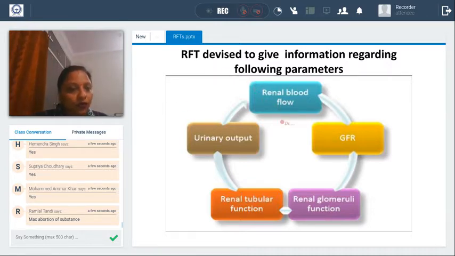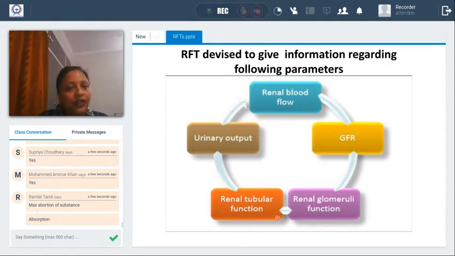First is renal blood flow. You all know GFR. We have already discussed renal glomerular function, renal tubular function, and lastly urinary output. So renal blood flow, GFR, renal glomerular function, renal tubular function. There are two important functions: first is glomerular function and another is tubular function. And lastly, this is urine output. So RFT is devised to give information regarding the following parameters.